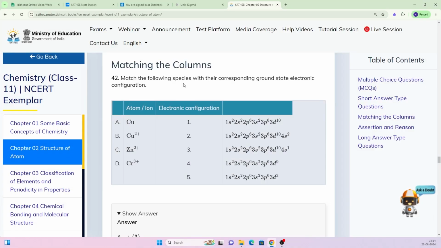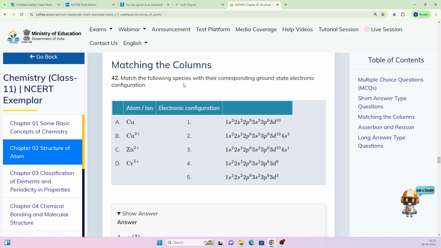So now we will do the left NCERT Exemplar problems of atomic structure. We have done the short answer questions, multiple choice questions, and multiple select type questions in which more than one option is correct. Now we will move to match the following.